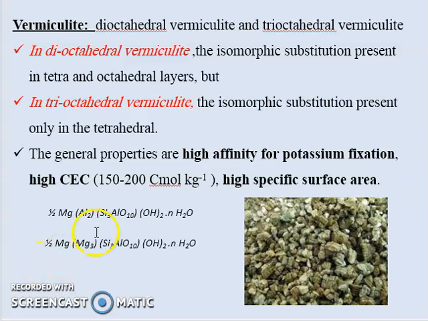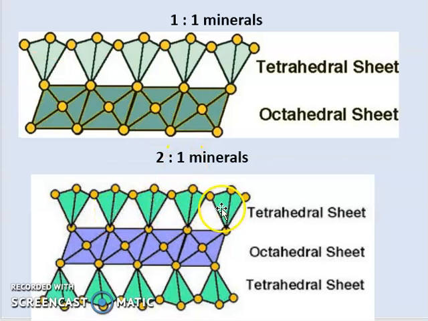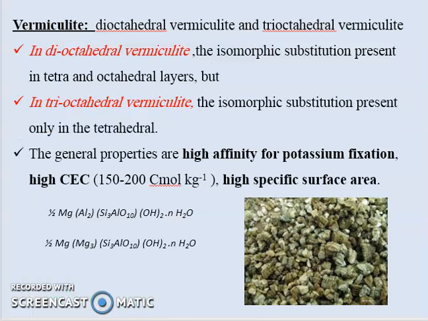Look at vermiculite here. The isomorphous substitution is in tetrahedra, and tetrahedra is on the surface. Look here. If there is isomorphous substitution in tetrahedra, the negative charge will be on the surface, and consequently, the negative charge will be more than in montmorillonite. Is this correct? Yes, correct.